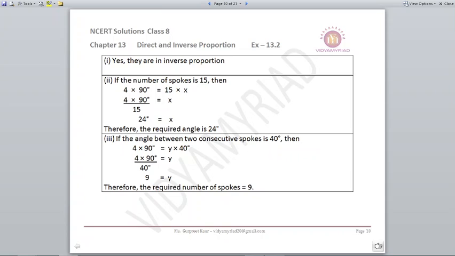And if the angle between two consecutive spokes is 40 degrees, then how many spokes are there? In that case we will divide by 40. It comes out to be only 9 spokes. So when the angle formed is 40 degrees, the number of spokes is 9.